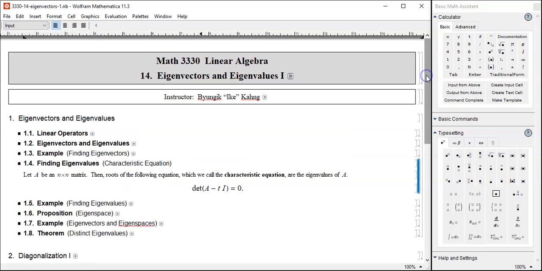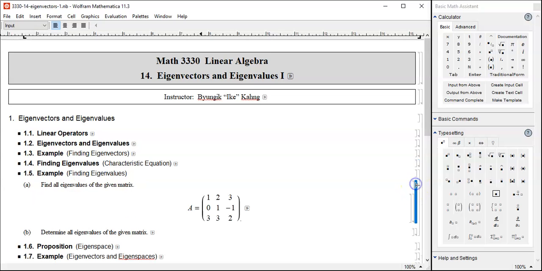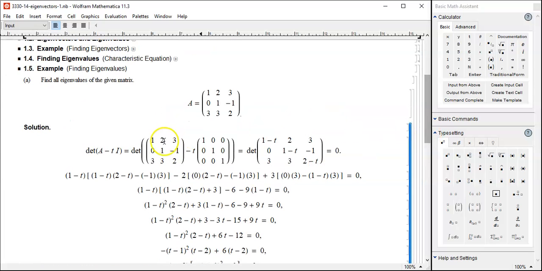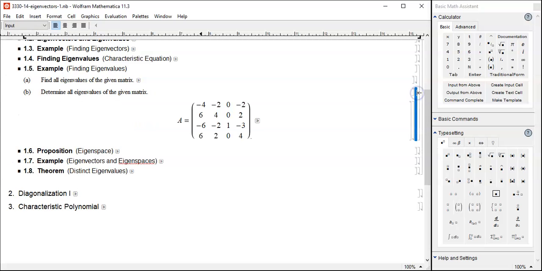How to find eigenvalues? It comes from the characteristic equation, the determinant of A minus tI. How does it work? tI has t for all the principal diagonal entries, so subtracting gives minus t, minus t, minus t. Everything else remains the same. Take the determinant and set it equal to 0. That's the characteristic equation. Solve it and the values are the characteristic values, or eigenvalues.